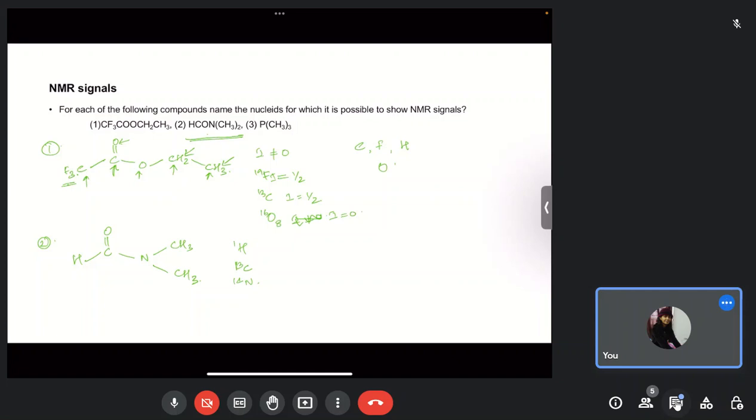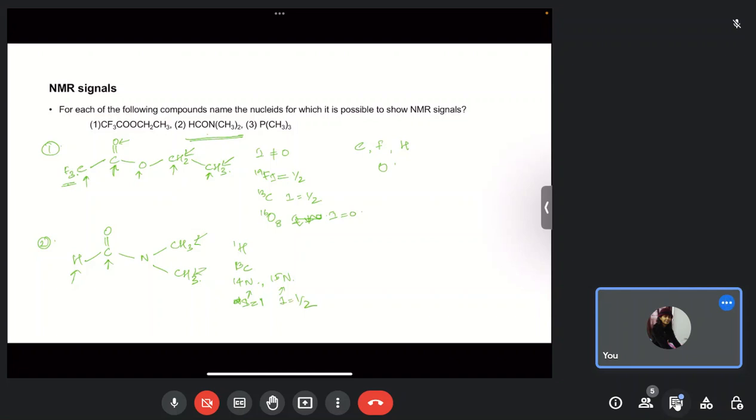Yeah, okay. Proton will show a signal for sure because we have a lot of protons in this particular system, and the 13C-labeled carbons will show a signal. 14N, the most abundant isotope of nitrogen, will also show a signal, but it has an I value of 1, and 15N, at natural abundance, has an I value of 1/2.